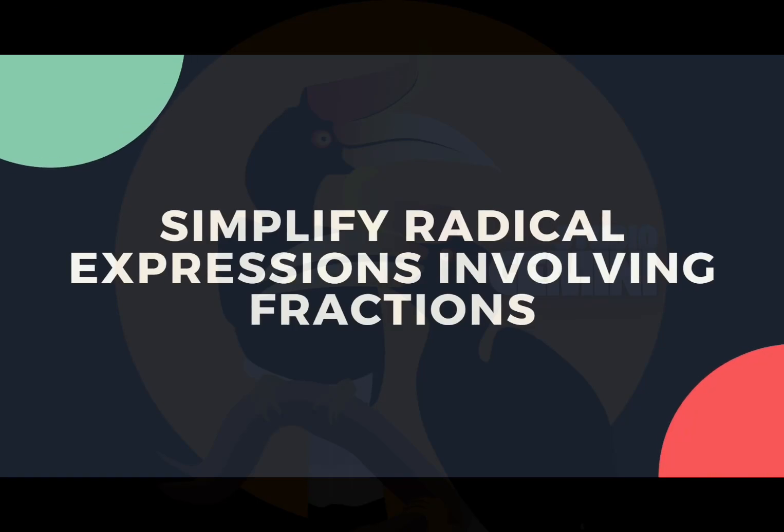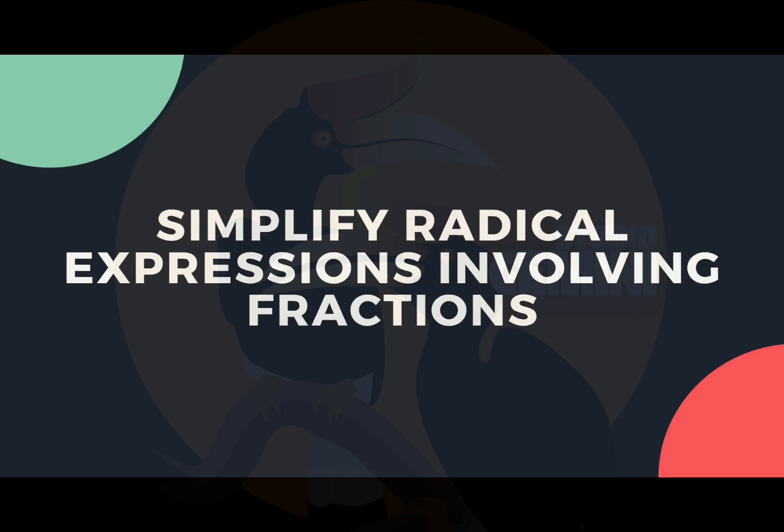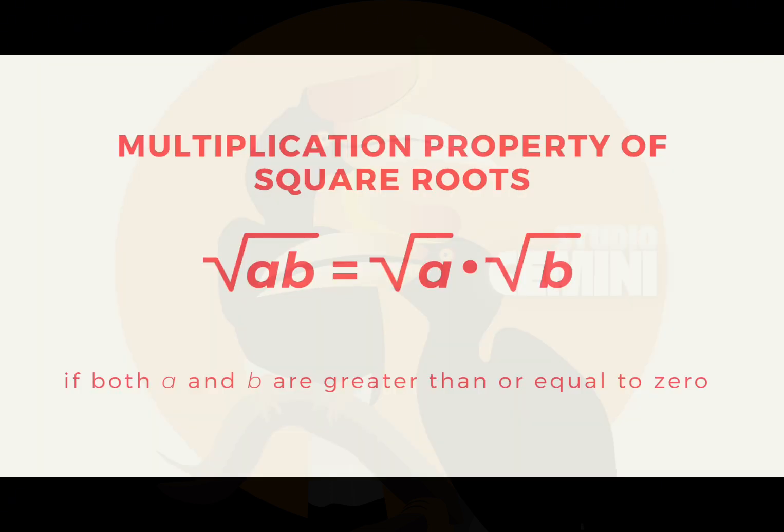In this video, we will be simplifying radical expressions involving fractions. To begin, let's review two important properties that we will use to simplify. The multiplication property of square roots states that the square root of a times b equals the square root of a times the square root of b, if both a and b are greater than or equal to 0.